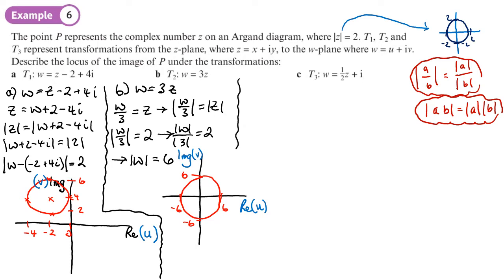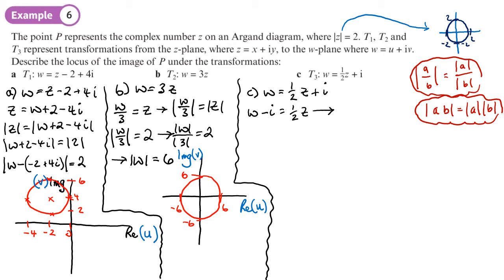So the third one that we have here, we've got this transformation W equals half Z plus I. So same method again, make Z the subject. So then we can get modulus Z and substitute it for 2. So we'll have W minus I equals half Z. We'll times both sides by 2 to get 2 W minus I equals Z.